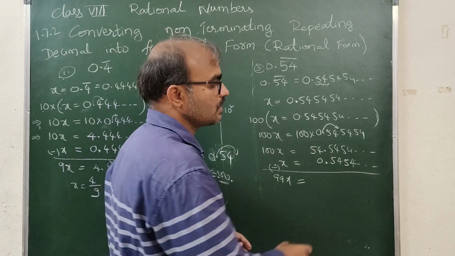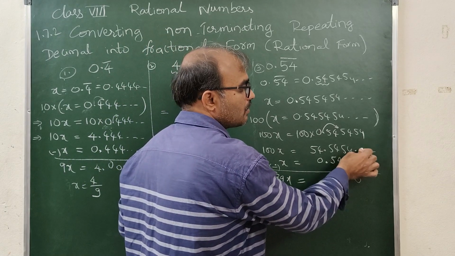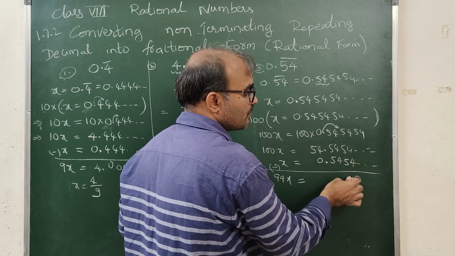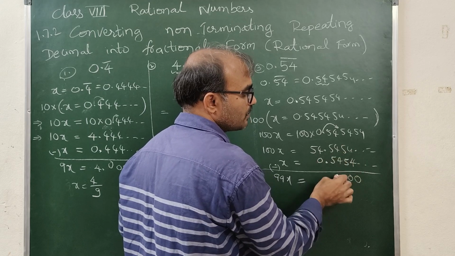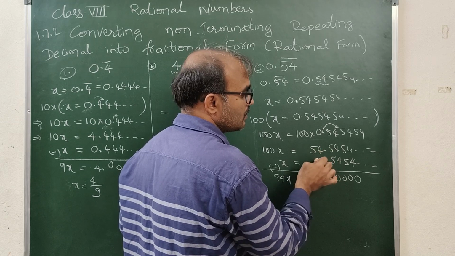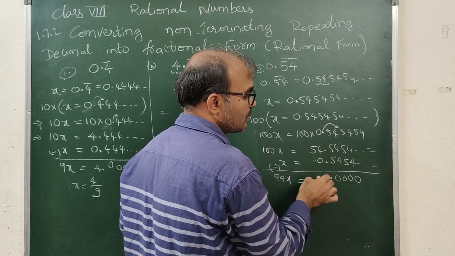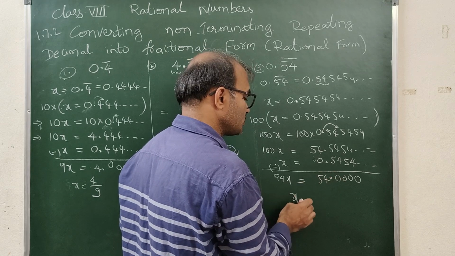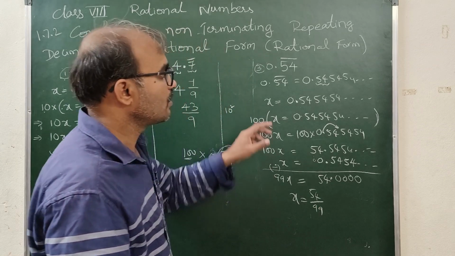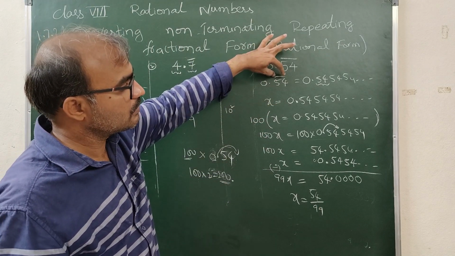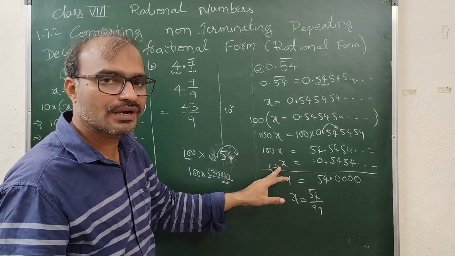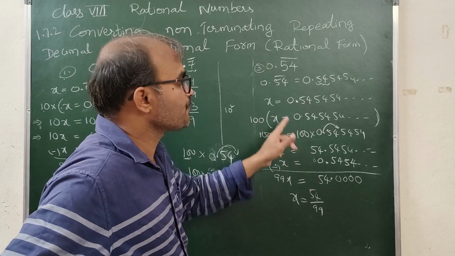99x is equal to, and here again all the digits will get cancelled. 4 minus 4 is 0, 5 minus 5 is 0, 4 minus 4 is 0, 5 minus 5 is 0. So 4 minus 0 is 4, and 5 is 5. So x is equal to 54 by 99. You observe, as there are 2 digits, you got 99, that is 100 minus 1. Always follow this.